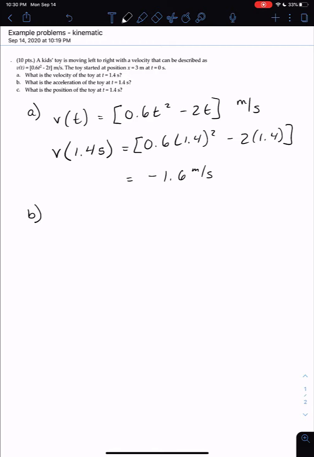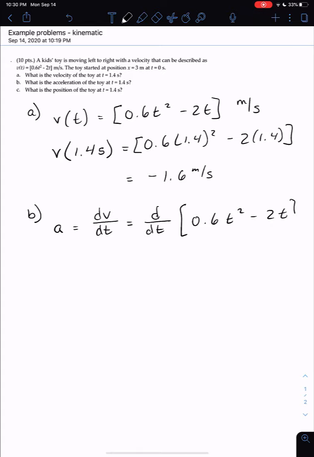Now, for part B, it's asking for the acceleration of the toy at that same time. So in order to take my velocity and turn it into an acceleration, I need to remember how they're connected. Specifically, the acceleration is the derivative of velocity with respect to time. So I need to take the derivative of this full formula that I have. I'm going to temporarily leave off the units.